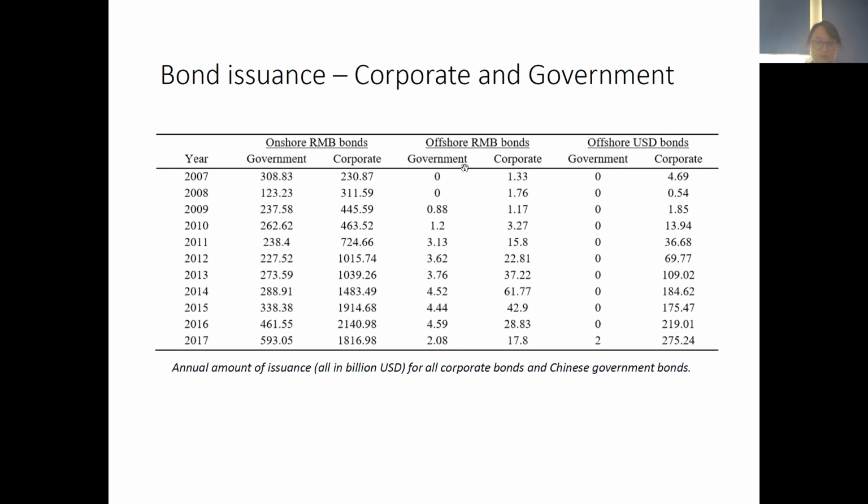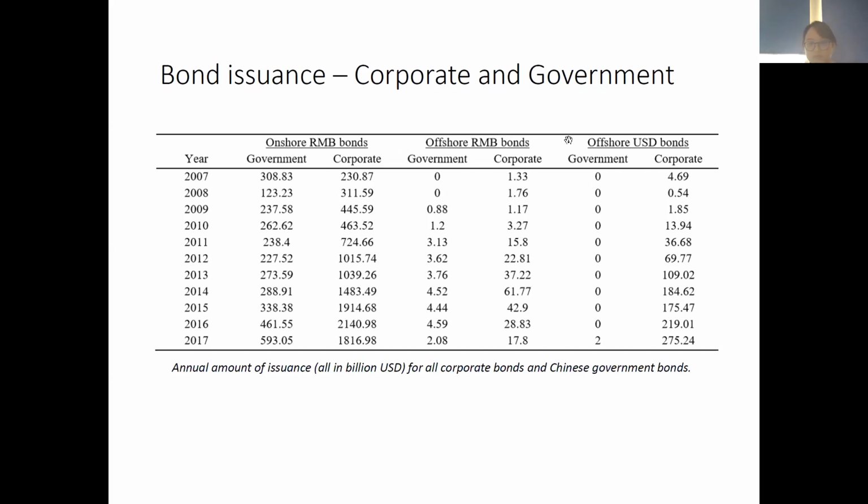And from this table, we can also see why this issuance of sovereign bonds was a big event for the market. Basically, this table lists the bond issuance amount for corporates and for sovereign governments from 2007 to 2017, the annual issuance. We denominate the values in USD for ease of comparison. So it's obvious that in the onshore RMB bond market, both the government and corporates are very active, and this is something everyone knows because China has now become the second largest fixed income market in the world.